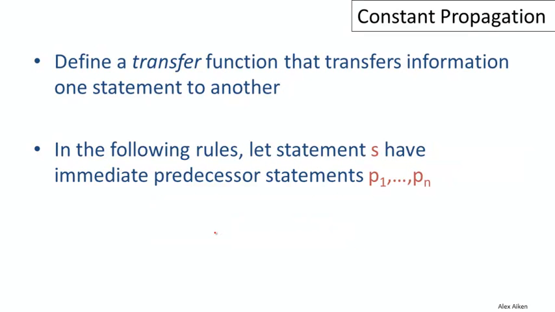We're going to be defining a set of transfer functions that push information or transfer information from one statement to another. And in the rules for constant propagation, we need to talk about a statement and its predecessors. So we're going to say that every statement S has some set of immediate predecessors P1 through Pn. All right, so these are the statements that lead in one step to the statement S.